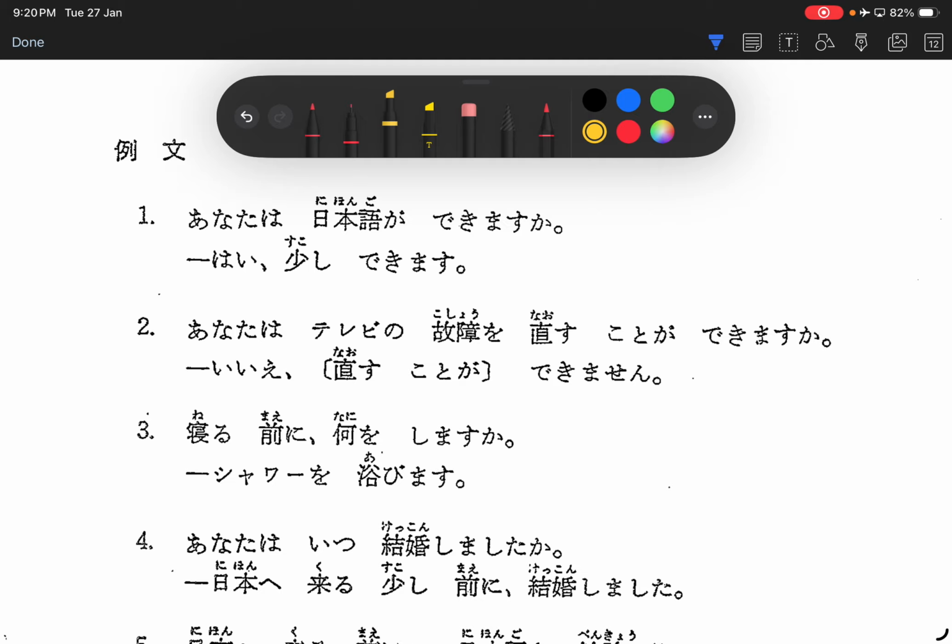Okay, number 2. あなたはテレビの故障を直すことができますか? 直す is our casual dictionary form for the word 直します. 直します means to fix or to repair, but now we want the dictionary form. So the dictionary form is 直す, and we add こと. こと simply means things, so the act of repairing. Regarding this repairing, can or not? できますか? So can you repair this TV? It's asking for your ability or your potential to resolve this issue.